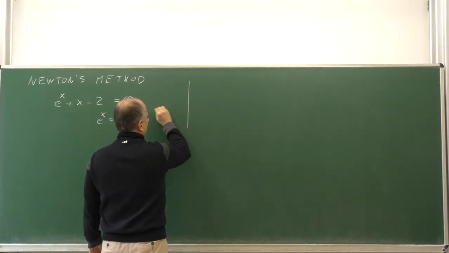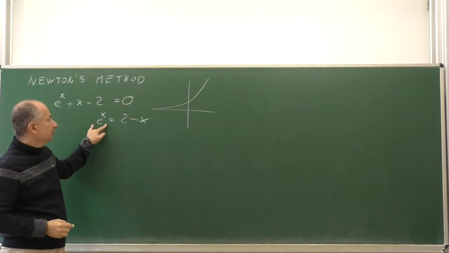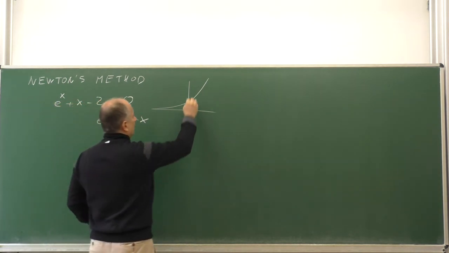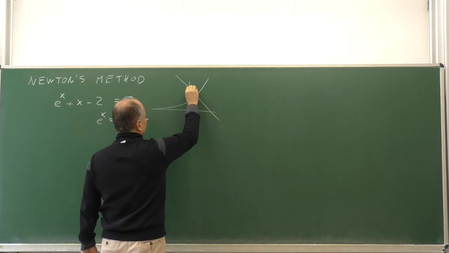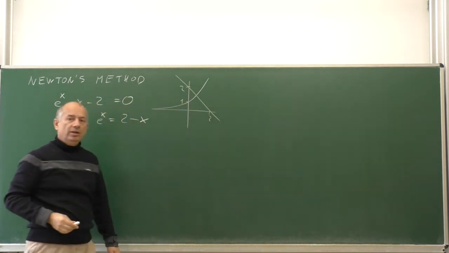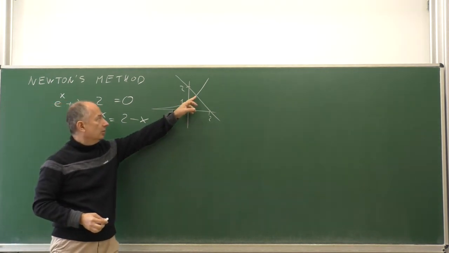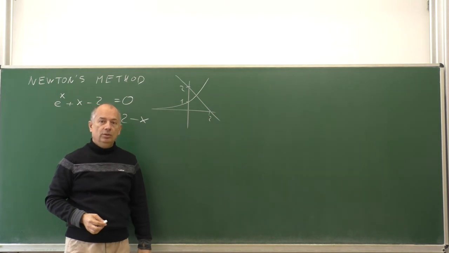Namely, e to x looks like that. This is the left-hand side. And 2 minus x looks like that. This is the right-hand side of the equation. And the solution to this equation corresponds to the intersection of these two curves.